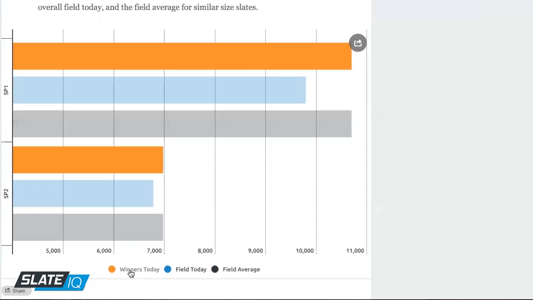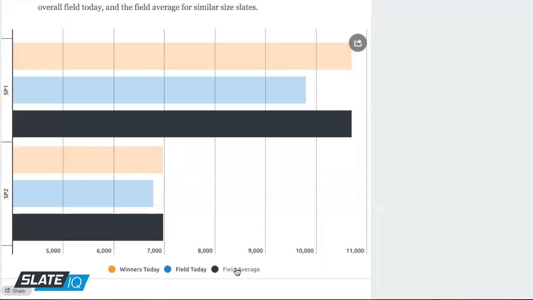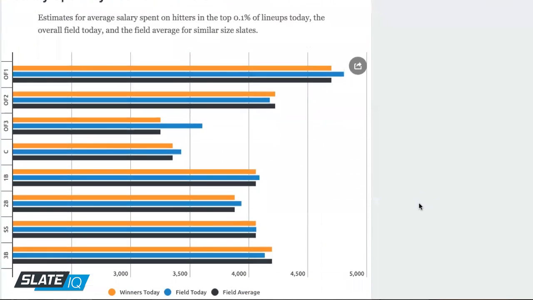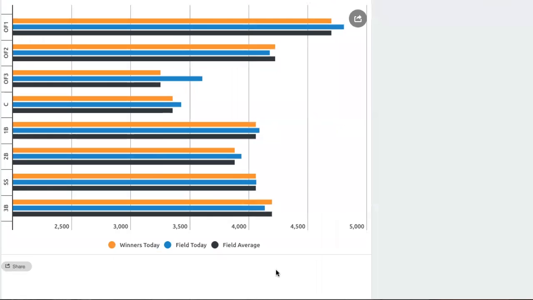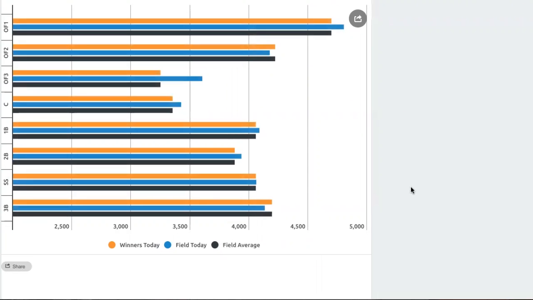So again, how often winners have these, what they're spending on average for these players on similar slates, what the field was spending on similar players for these slates, and what on average for the number of game count you're looking at, what the field had been spending. So this is for pitchers. We have the same thing for hitters here. We break out the outfielders by the 3 different positions by salary ranking, and you go through here. Again, you have the winners, the field, and the average for all of these different positions.